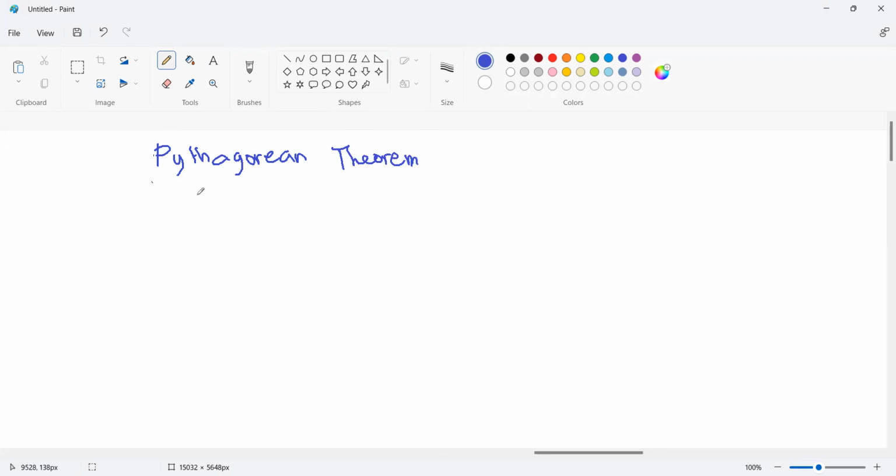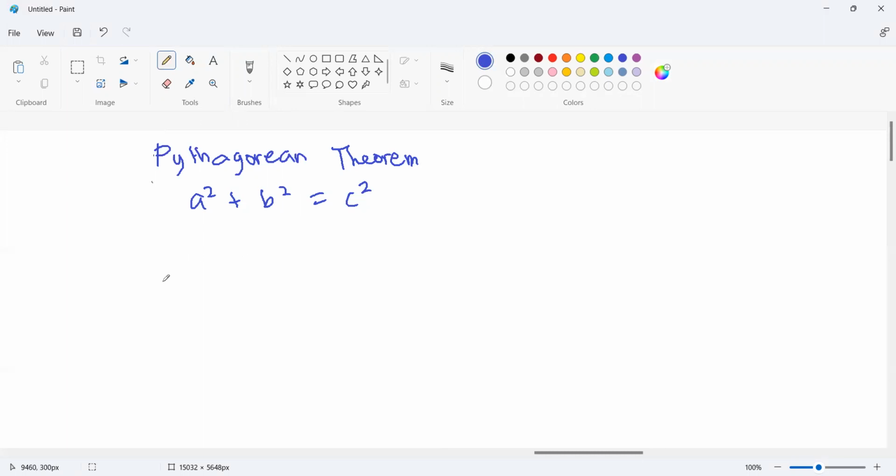So the sum of the squares of the two legs of a right triangle is equal to the square of the hypotenuse. Now we are going to use this concept in deriving the pattern or the formulas in finding the parts of special right triangles. So we start with the isosceles right triangle.